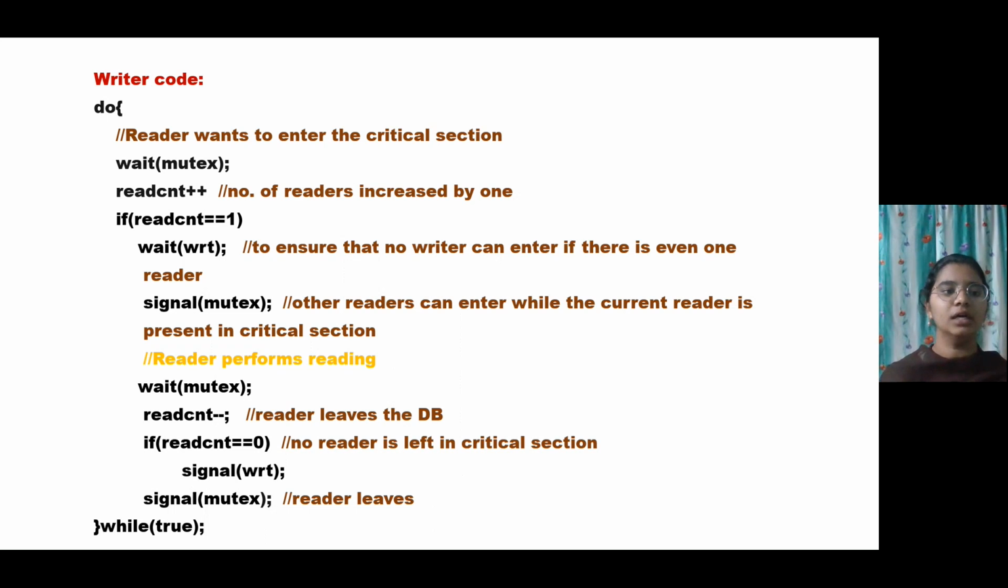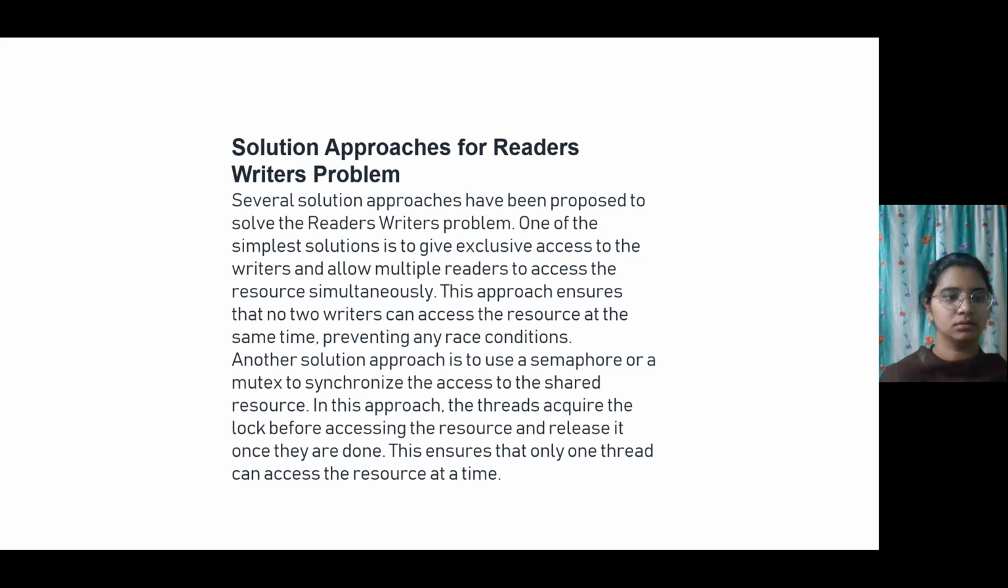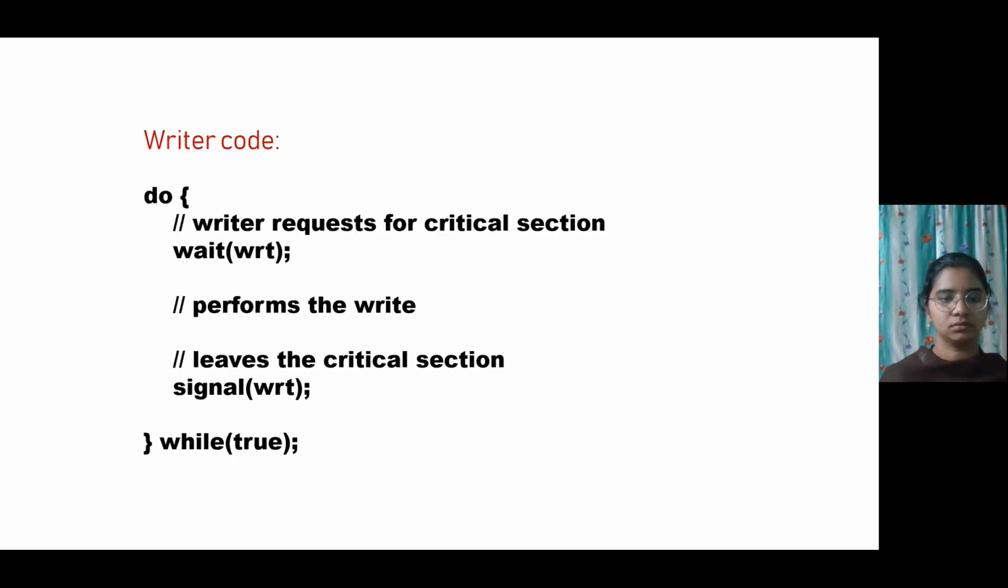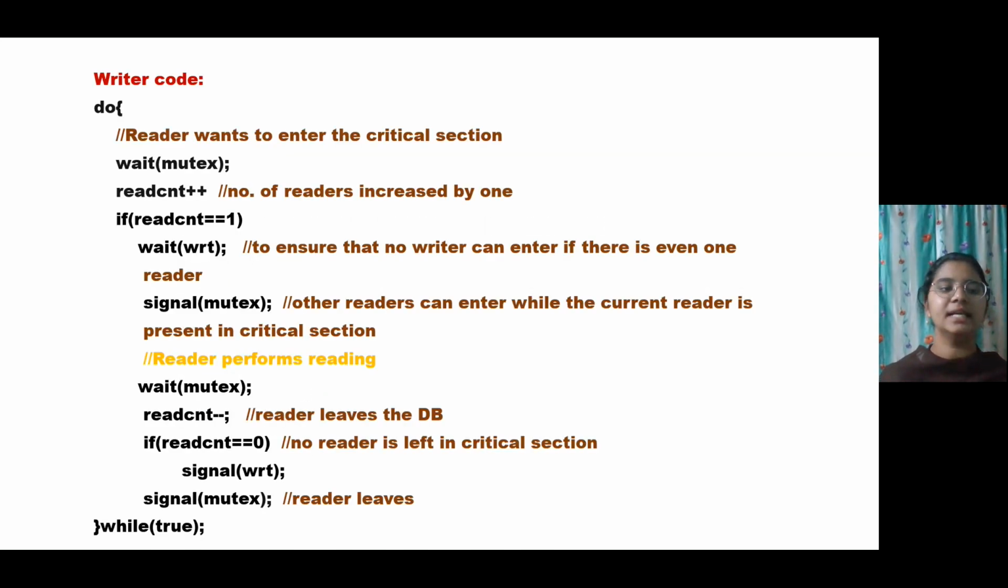this is the reader code. In this reader code, whenever the process that requested the critical section is a reader, this code will get executed. Here, whenever the reader process requests the critical section, we first get hold of mutex.